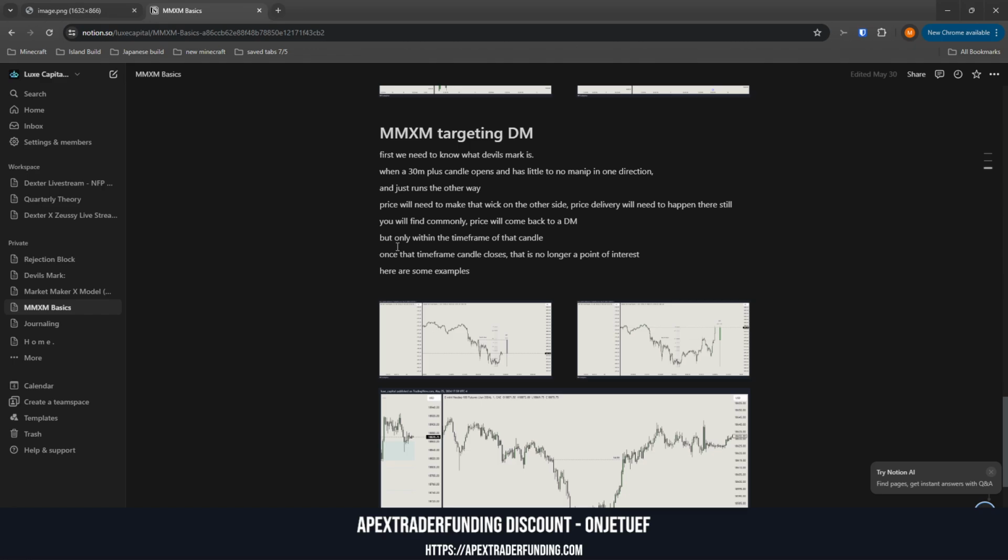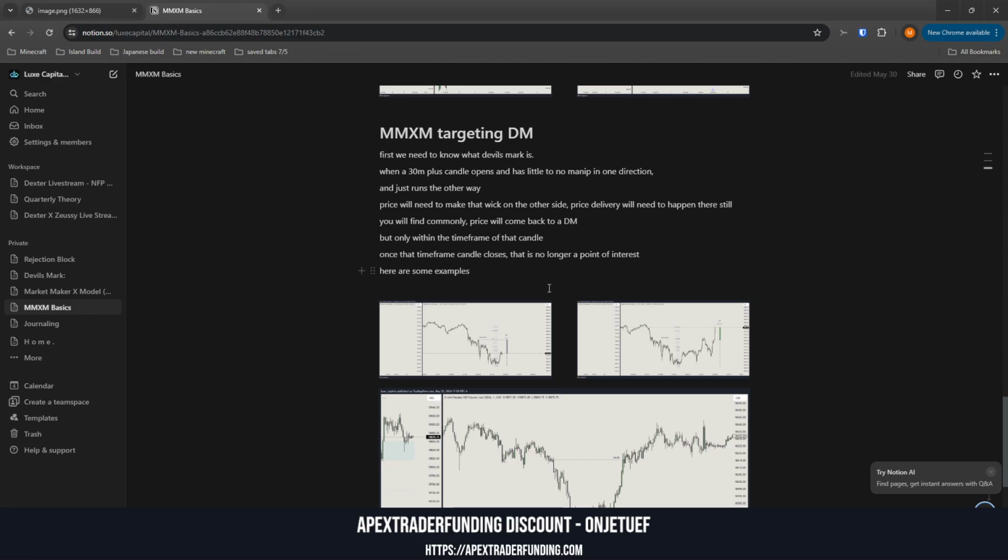I won't get into how it could have been named, but the Devil's Mark is only valid within the time frame of that candle. So if the 10 a.m. 4-hour candle opens, takes off, and leaves a Devil's Mark, it's only valid until the next 4-hour candle opens. You're looking at it on a 4-hour basis. So if it doesn't come back to that opening price to put the wick in the other end before 2 o'clock, then you don't pay attention to it anymore. Once that time frame closes, it's no longer a point of interest.